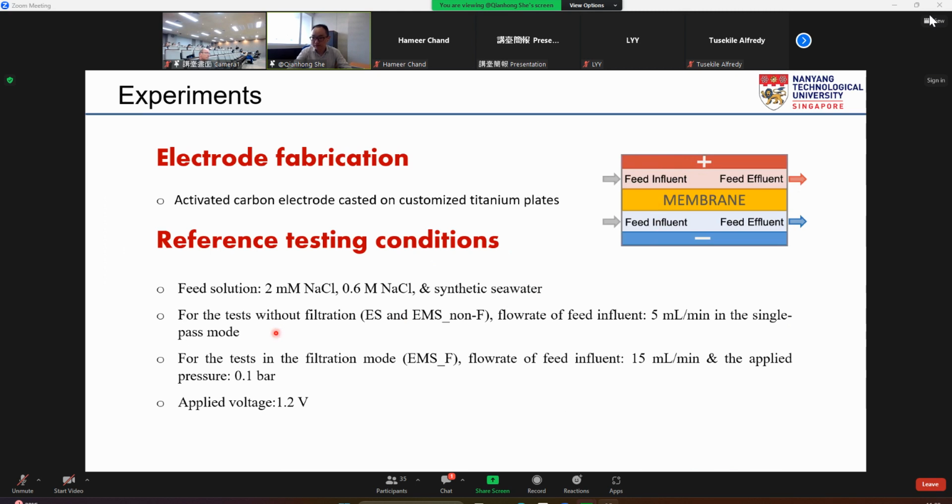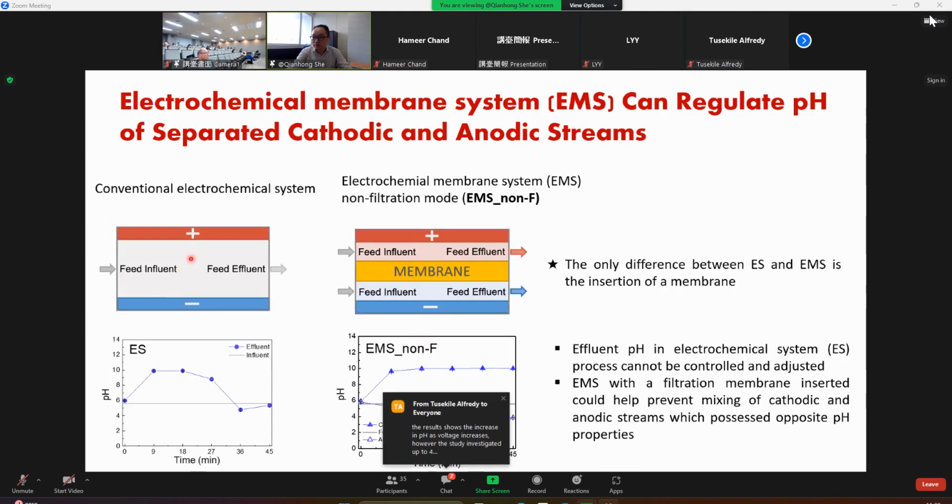And we tested different feed solutions, such as 2 millimolar sodium chloride that represents low-salinity water or tap water, and also tested higher salt concentration or synthetic seawater, under a voltage of 1.2 volts. And we first tested the baseline conditions.